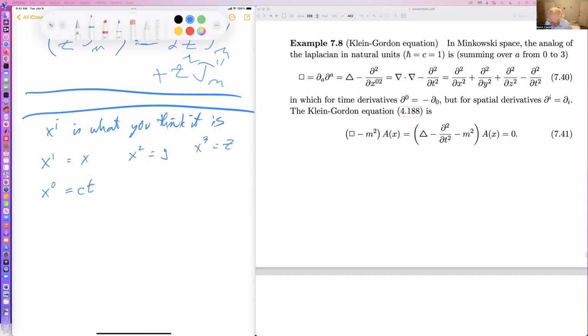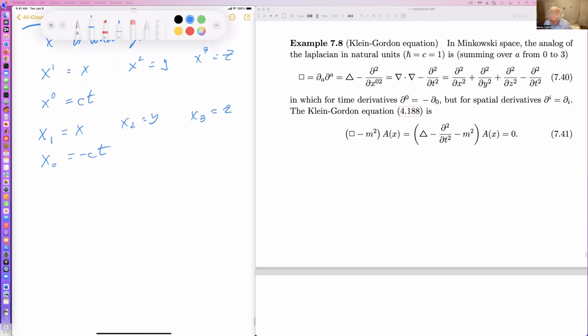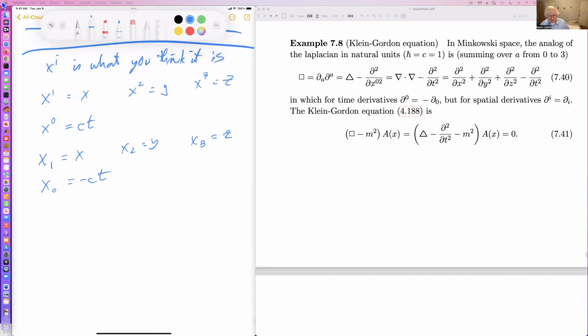But in nice notation, x lower 1 is also x, x lower 2 is also y, x lower 3 is also z. But x lower 0 is minus ct. So that is what happens when you lower indexes or indices.